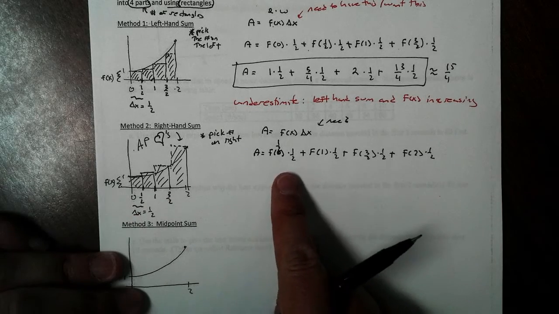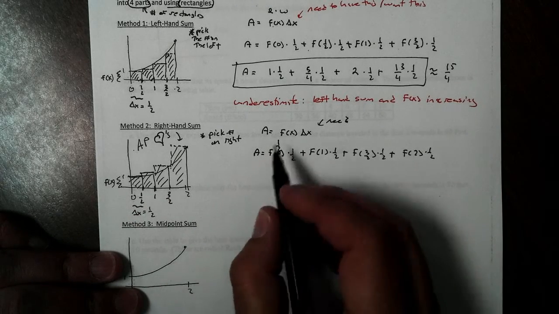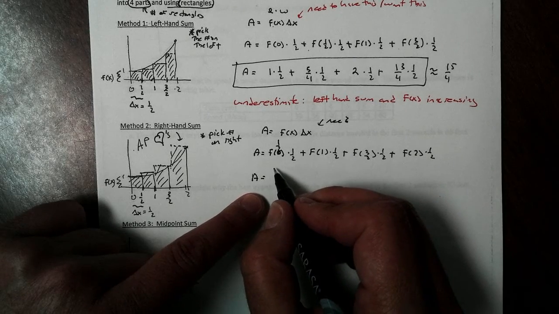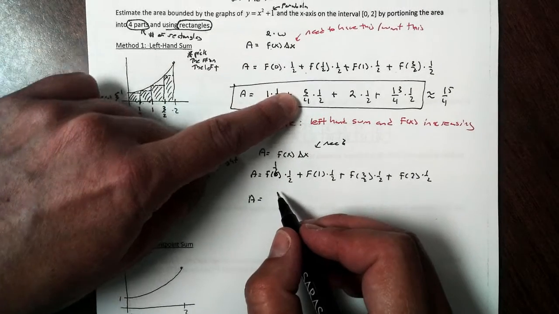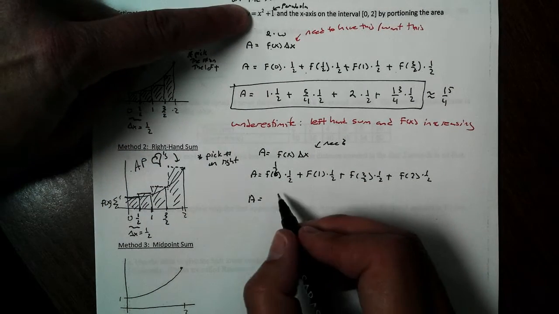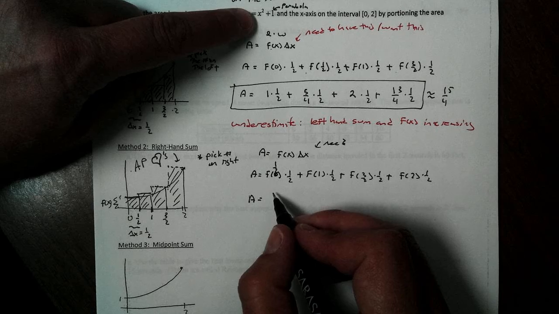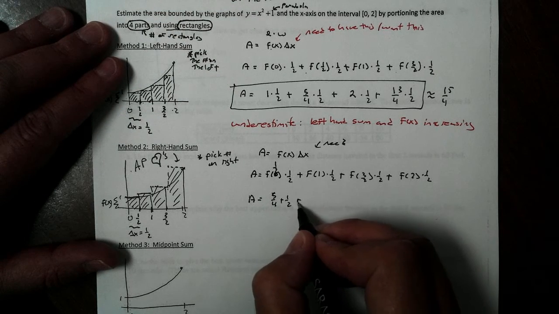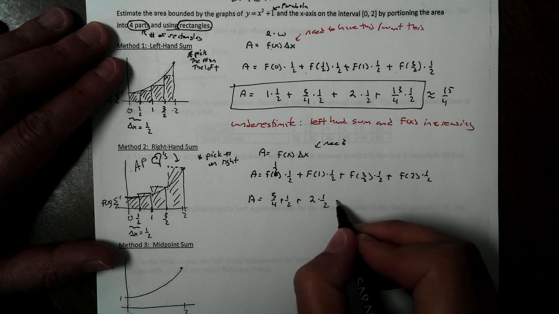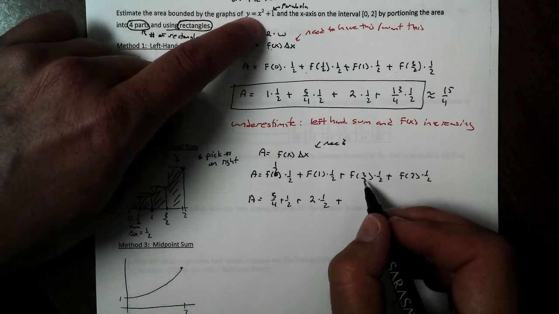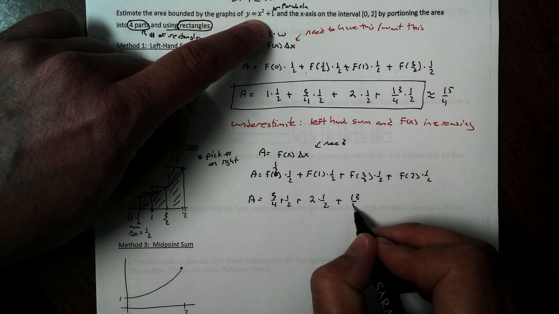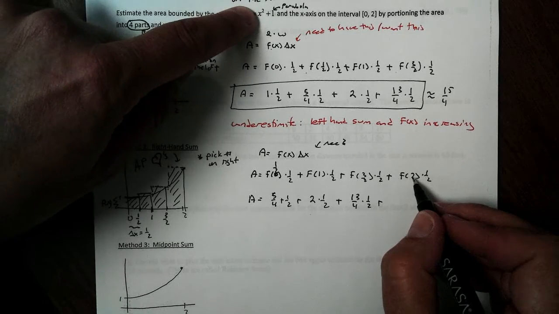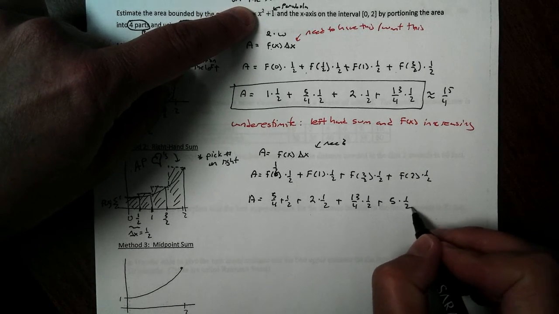Now again, I would highly encourage you not to factor out the 1 half. Besides, we don't really ever simplify these anyways. The value at 1 half, we already got that. Remember, we're looking at the function here. This is y equals x squared plus 1. So that was 1/4 plus 1, or 5/4, times a half. The value at 1, we knew that was 2 times a half. Plus the value at 3 halves, remember this is now 9/4 plus 1, or 13/4 times a half. Plus the value at 2, which becomes now 5 times 1 half.